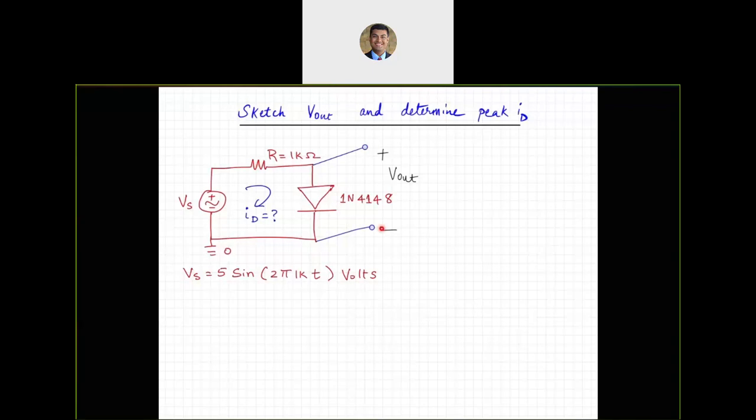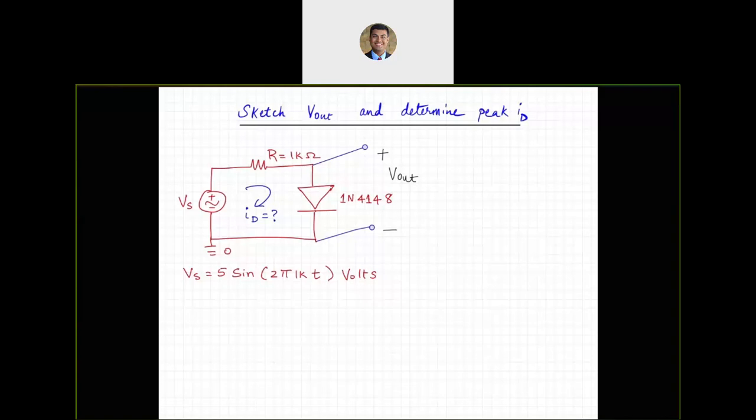We are measuring V out across the diode, and we are also interested in finding the peak ID, so peak current. Notice that this is a sinusoidal voltage source, so this ID will be changing. It will not be just one constant. So we are essentially trying to figure out what is the peak ID, which is going to correspond to the peak voltage of Vs. Let's try to sketch Vs, V out, and also the voltage across the resistor in this case.